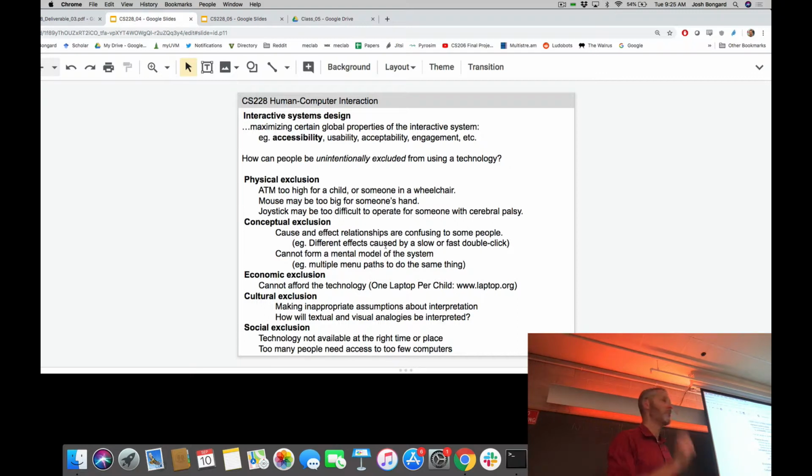We'll talk a lot about measurement when we get to talking about user testing.